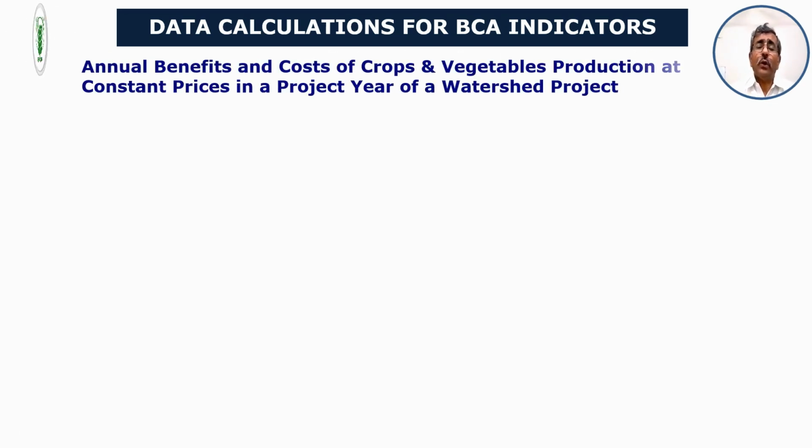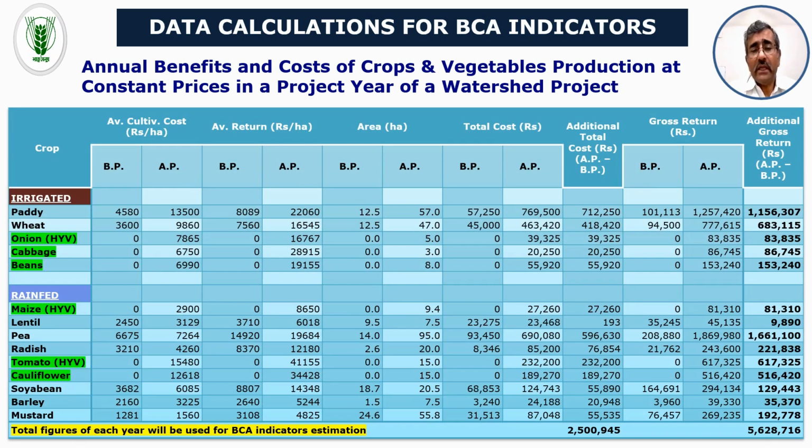Before we go for the actual calculation of the benefit cost analysis indicators, some mid calculations have to be done. This is a hypothetical example of annual benefits and costs of crops and vegetables production at constant prices in a particular project year of a watershed project. Here the crops have been categorized under irrigated and rainfed because the input requirement of irrigated and rainfed crops is different and the outputs are also different.